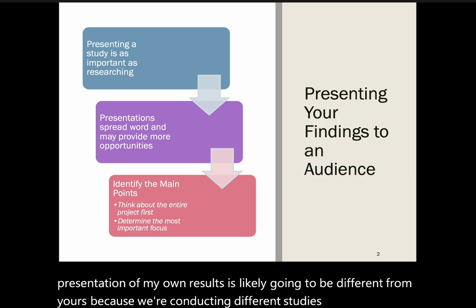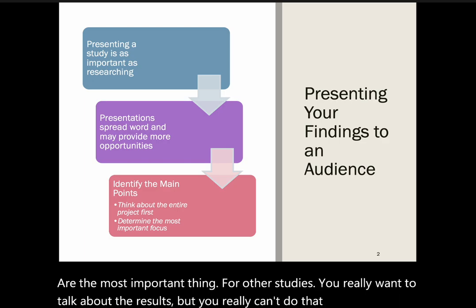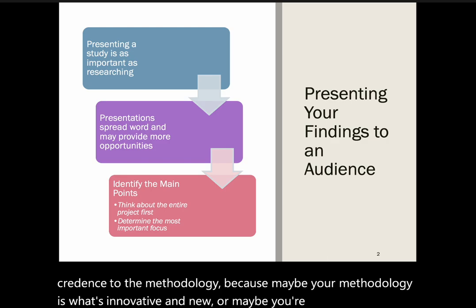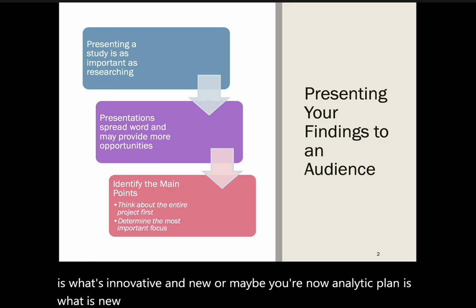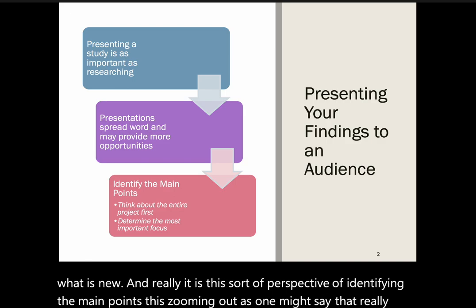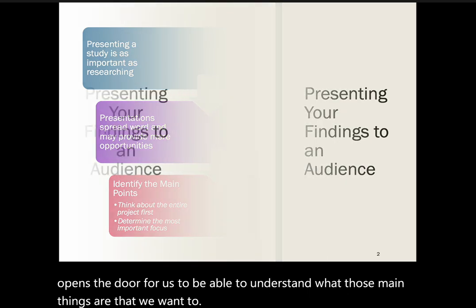And for some studies, the results are the most important thing. For other studies, you really want to talk about the results, but you can't do that unless you give credence to the methodology, because maybe your methodology is what's innovative and new, or maybe your analytic plan is what is new. And it is this perspective of identifying the main points, this zooming out, as one might say, that opens the door for us to understand what those main things are that we want to convey to our audience.